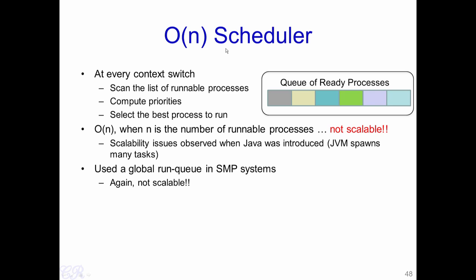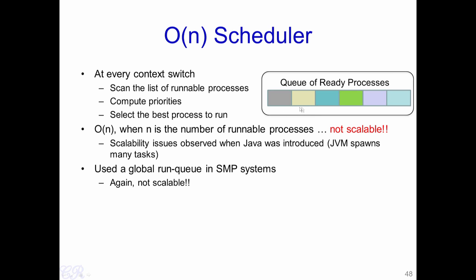So let's start with the O(n) scheduler. O(n) scheduler means that the scheduler looks into the queue of ready processes, which could be of size at most n, and looks into each of these processes and then makes a choice about the process that needs to execute. At every context switch, the O(n) scheduler would scan the list of runnable processes, compute priorities, and select the best process to run. Scanning the list of runnable processes is an order n job, since we have assumed that the ready queue has up to n processes present.